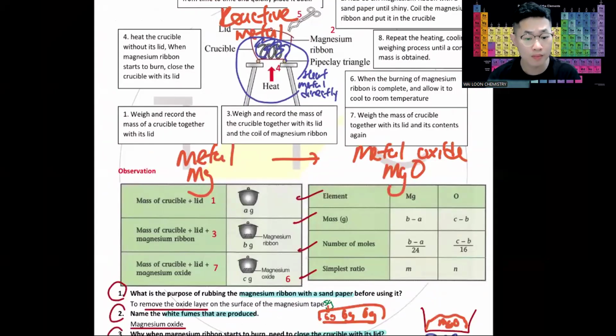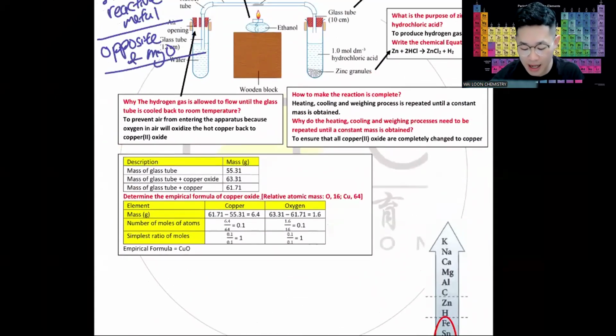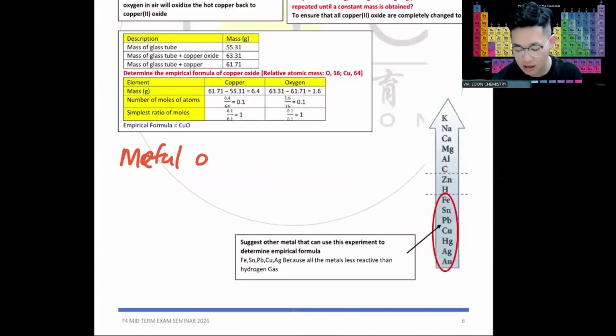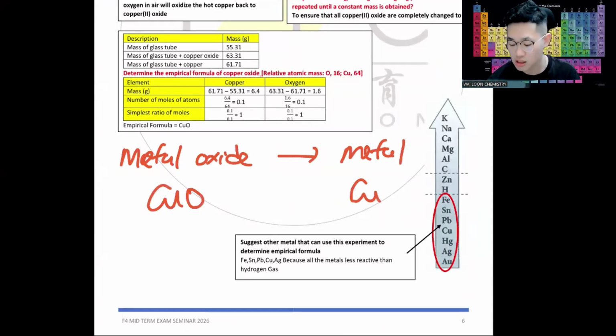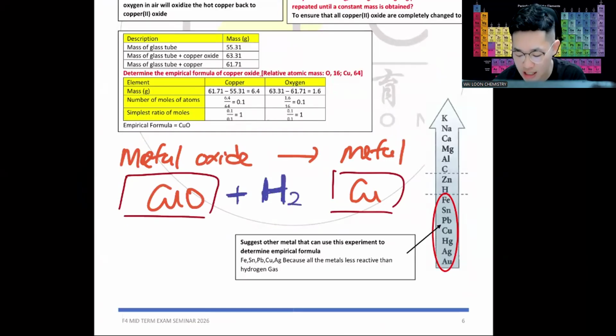But now, it's the other way around. The other way around means metal oxide turning into a metal. From CuO, it turns into Cu. Okay, you help me write down first. This was metal oxide to metal. How? By reacting it with hydrogen gas.